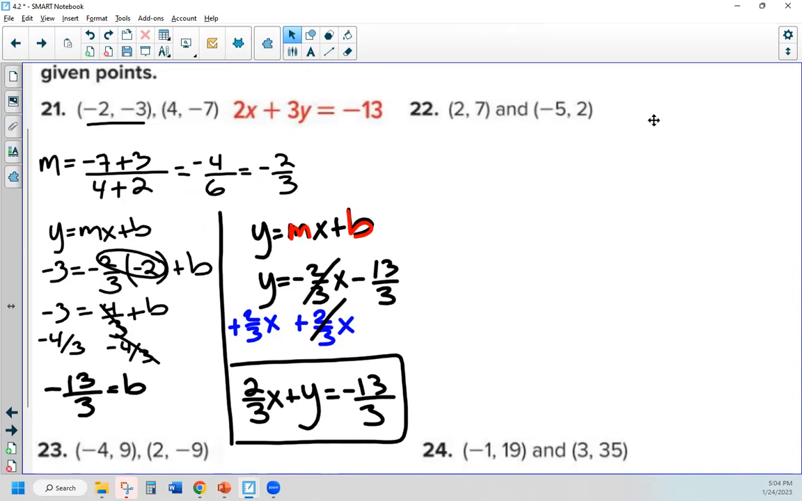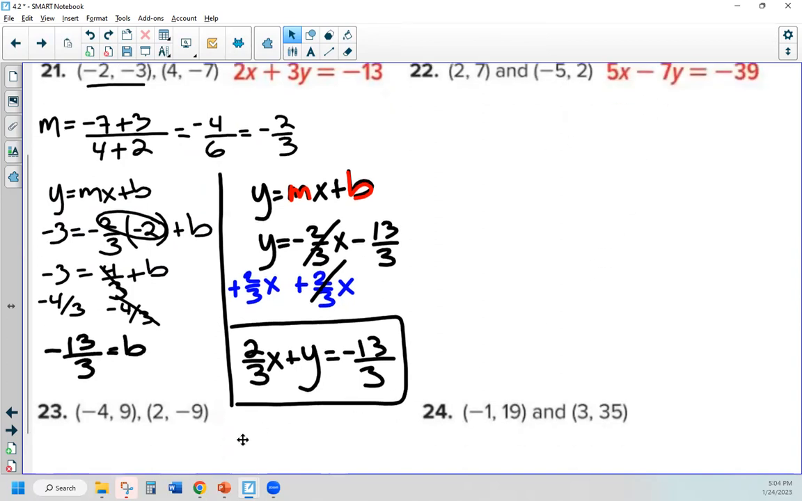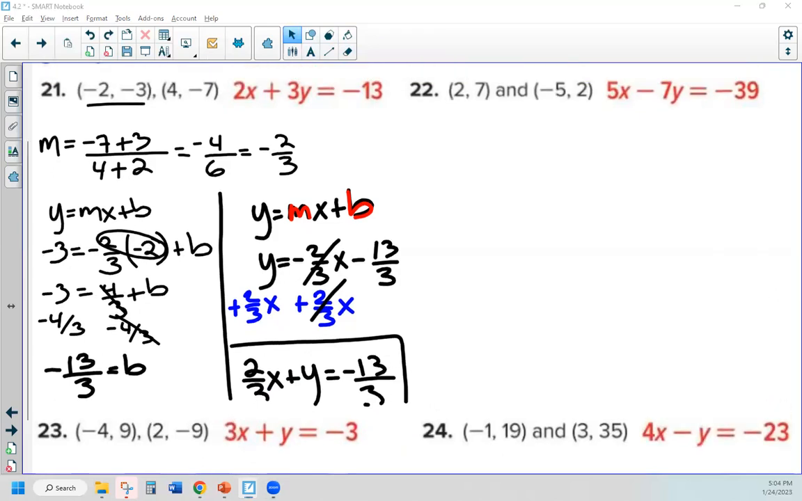Here are the answers for 22, 23, 24. And remember that what you're going to come up with if you use my method will look different, and it's okay. There are your answers. Good luck. Peace out.